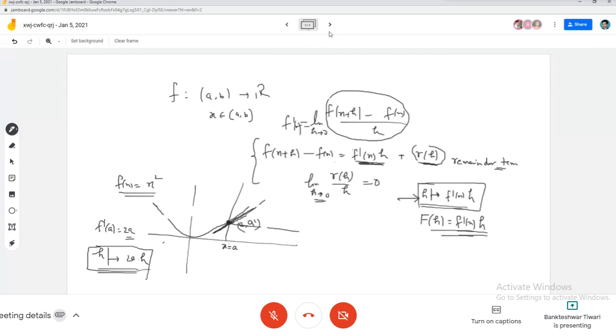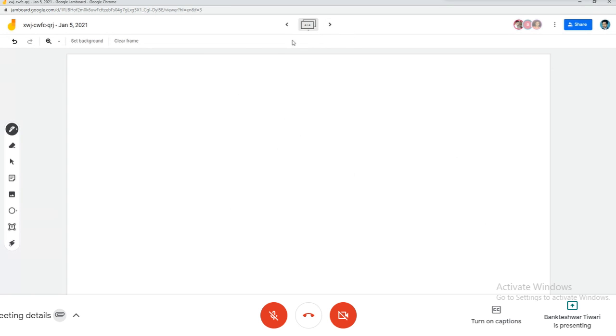Now I'm going to define the derivative for a general open subset of R. So, definition. Let U be an open set in Rn, and F is a function from U to say R.